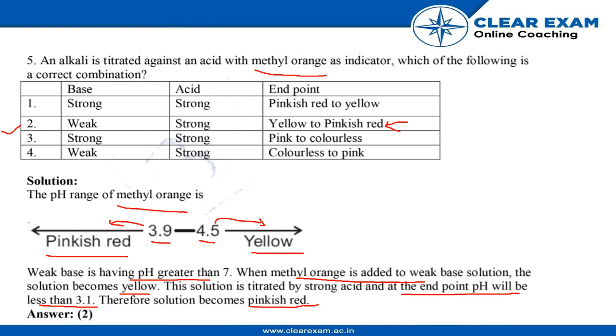That is the correct option because the pH range of methyl orange is from 3.9 to 4.5.